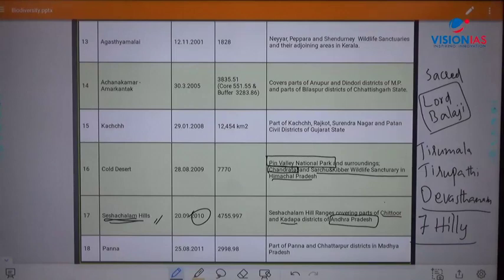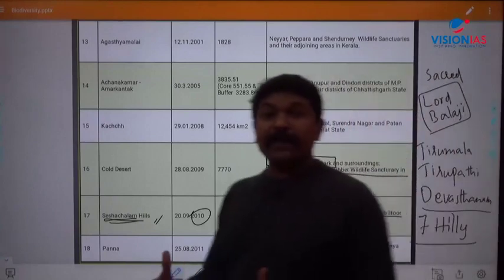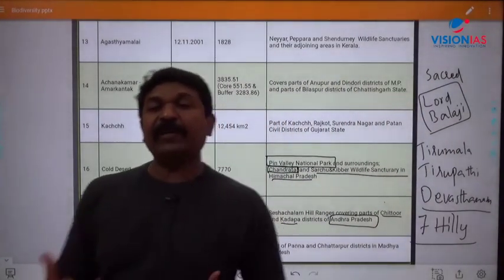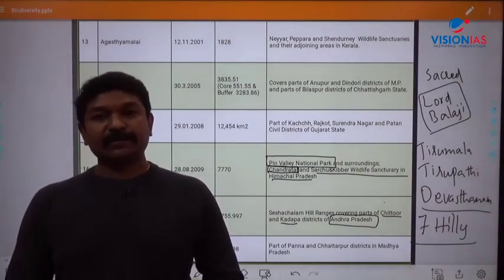These are all the biosphere reserves of India. Twelve are announced by UNESCO and the remaining are yet to be announced. When they will be announced, we don't know, but as of now, there are 12 biosphere reserves.